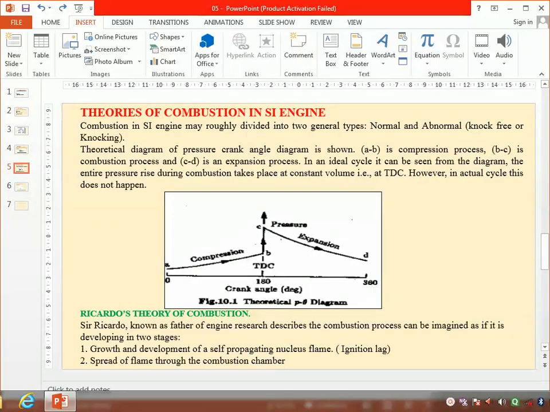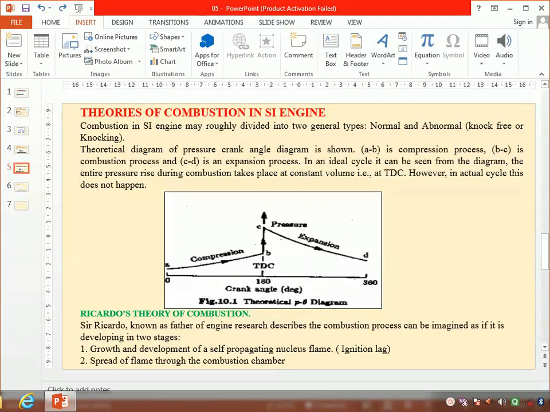Next, we'll discuss the theories of combustion in SI engine. Theories of combustion means how we are going to discuss the process, how the combustion process is carried out in case of SI engine. Generally it is divided into two types: normal combustion and abnormal combustion, means knock free and knocking combustion. Here first we will discuss normal combustion, how normal combustion proceeds.